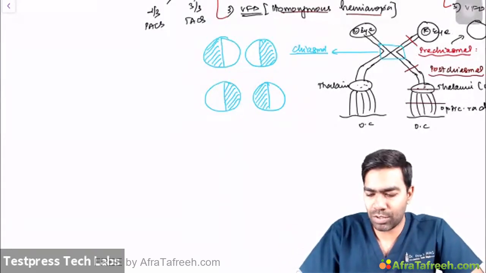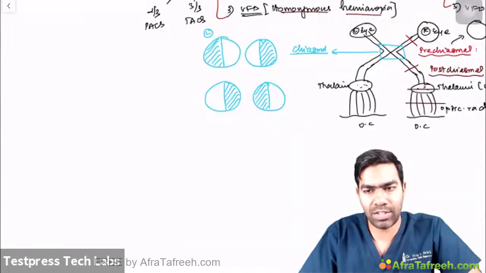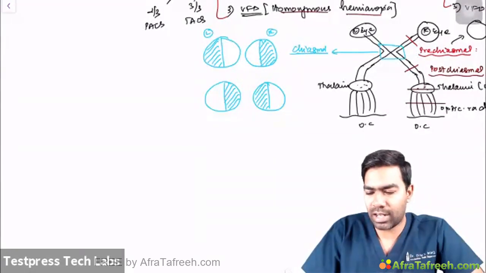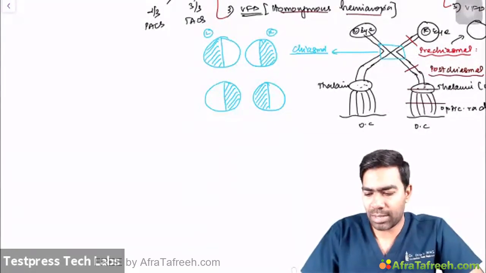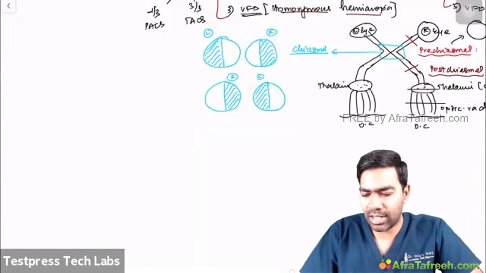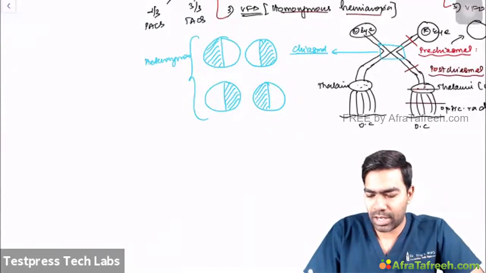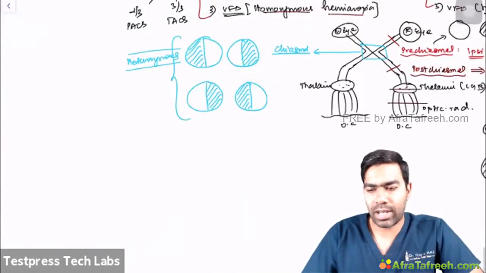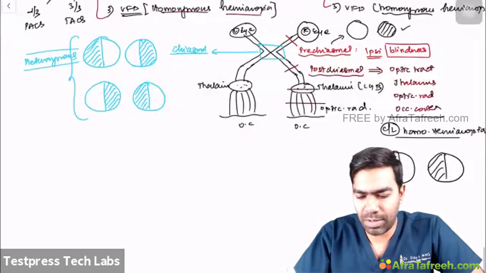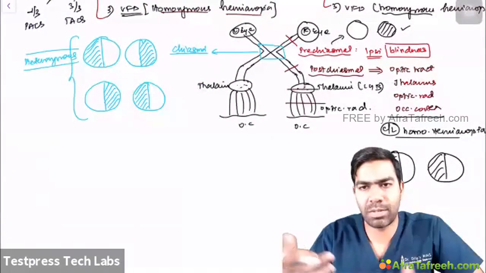Which means here, if you see, in the left eye, left side vision is lost. In the right eye, right side vision is lost. In this second example, in the left eye, right side vision is lost. In the right eye, left side vision is lost. So this kind of hemianopia is what we refer to as a heteronymous hemianopia. So I can basically classify my visual field defects into three: prechiasmal, chiasmal, postchiasmal.